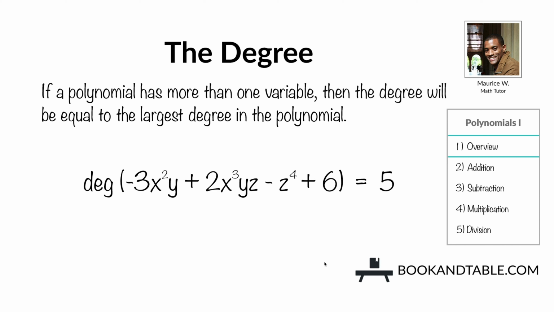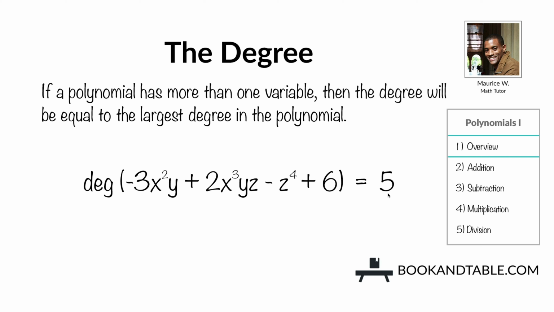Now let's discuss how we find the degree of a polynomial that has more than one variable. If a polynomial has more than one variable, then the degree will be equal to the largest degree in the polynomial. So let's say we had the polynomial -3x squared y plus 2x cubed yz minus z to the 4th plus 6. The degree of this expression is equal to 5.